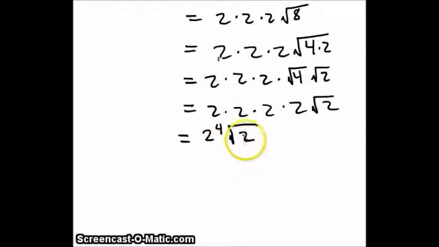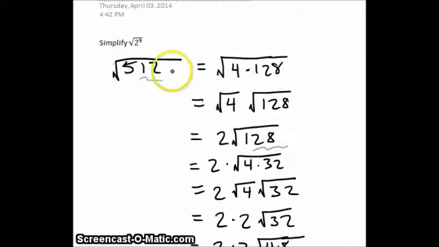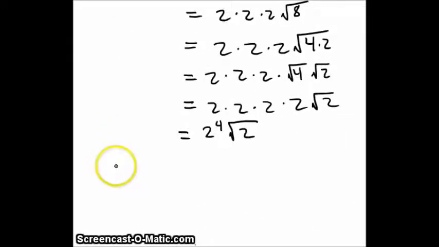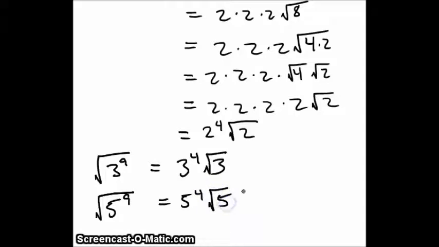Now I'm going to see a pattern. If I tried this with a different number to start out with, if I did this with 3 to the 9th power and took the square root of that, I would get something very similar. If I did that same process, I'm not going to go all the way back through that again, but what I would get is 3 to the 4th power times the square root of 3. If I had 4, let's skip 4 because 4 actually simplifies a little bit better, but 5 to the 9th power, and I take the square root of that, that should give me 5 to the 4th power times the square root of 5.